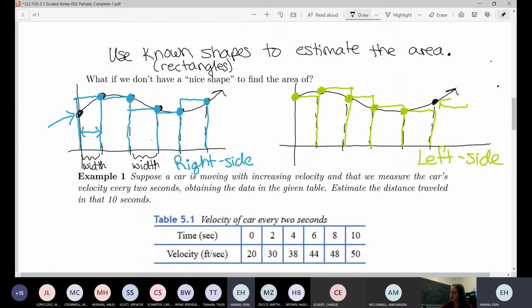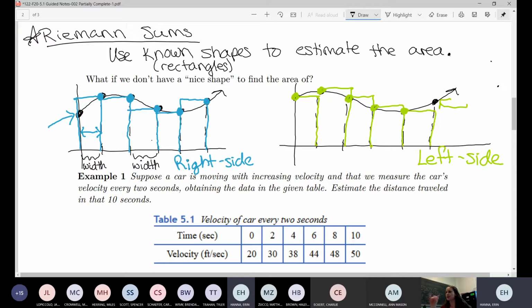Just in case I forget to say it and you see this word somewhere, these are called Riemann sums. I can't remember if the E comes first or the I comes first. It's a guy's name. I'm pretty sure it's spelled like that. But they're called Riemann sums. So if you ever hear me say Riemann sums or you see Riemann sums somewhere in Wiley or something like that, this is what it's talking about. It's talking about these rectangle estimation things.